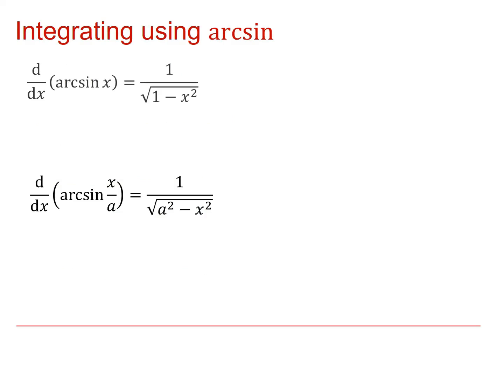So what does that tell us about integrating using the inverse sine? Well, if the derivative of arcsin x is 1 over root 1 minus x squared, then the integral of the right-hand side, 1 over root 1 minus x squared dx, must be the inverse sine, arcsin x. And this is an indefinite integral, so we need a constant of integration.